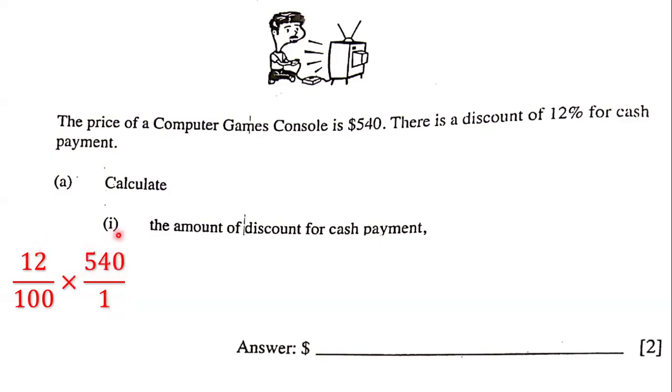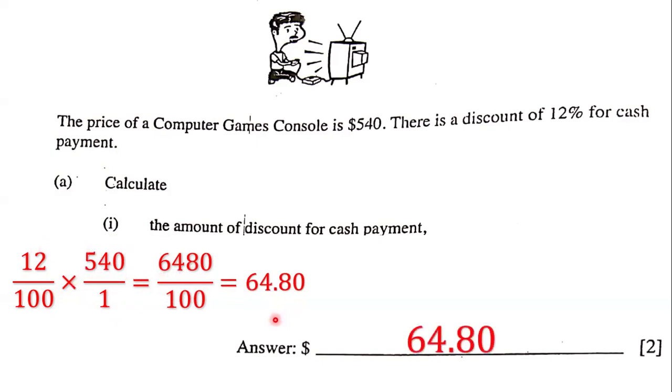And so we have 12 times 540, which is 6,480. And we say 100 multiplied by 1 is going to be 100. And so we have 6,480 divided by 100, which gives us $64.80. So the amount of the discount for the cash payment is $64.80. That's the amount of the discount.